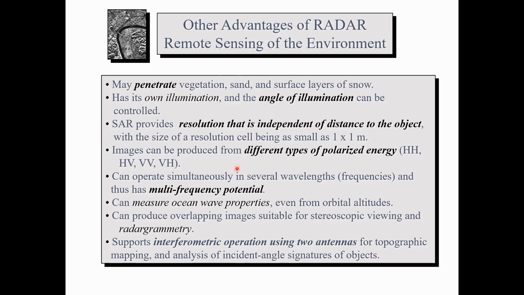So images can be produced from different polarized energy. That's HH, standing for horizontal; HV, standing for horizontal vertical; VV, standing for vertical; and VH, standing for vertical horizontal. Now, what does this mean? With the application of polarization, the energy from the sensor can be emitted either vertically polarized or horizontally polarized. So what do we mean by vertically polarized and horizontally polarized? Allow me to use a white screen to show this.